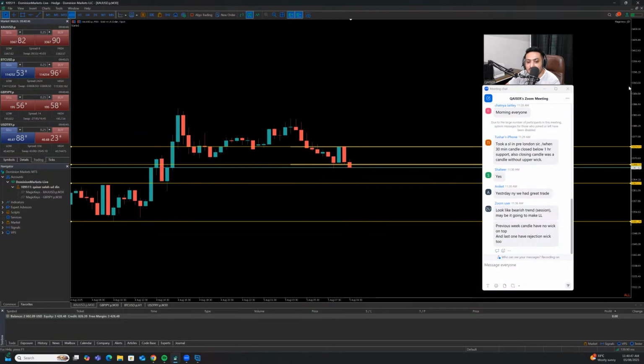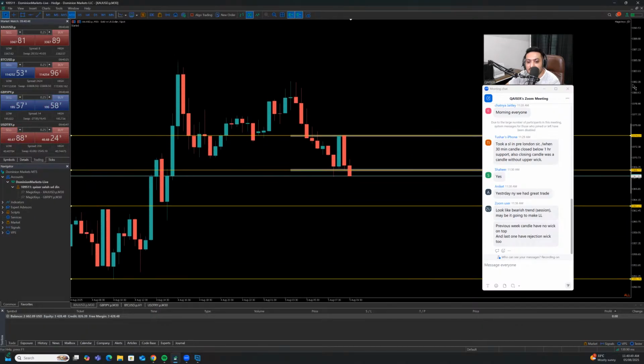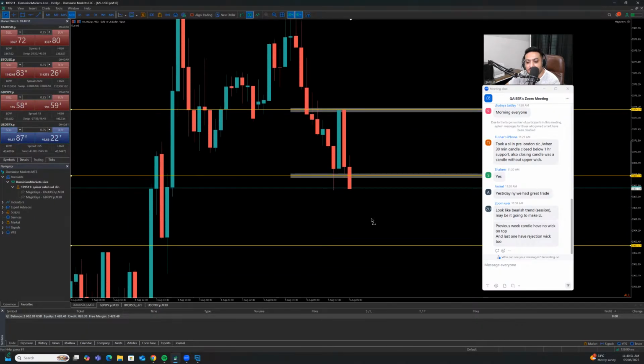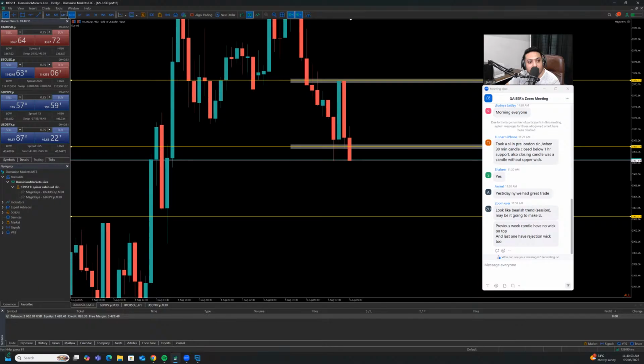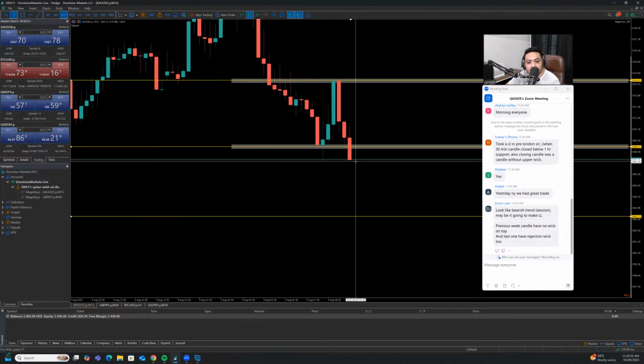And even if we want to take a sell or something like that, we need some kind of confirmation candle on a lower time frame. Okay, the 50-minute is breaking the low here. You know what?